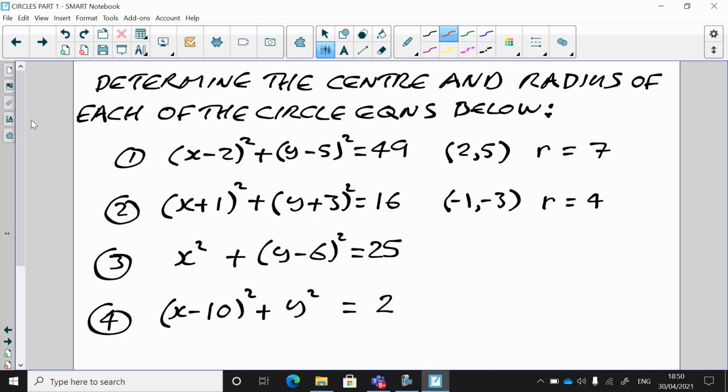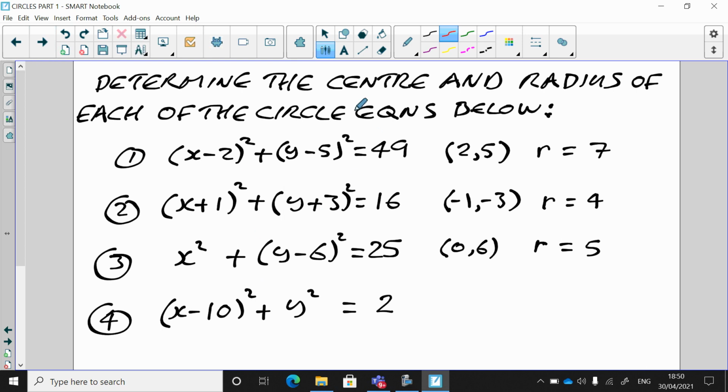Right. Oh, what about this third one here? It's just x squared. Oh, we don't have a number next to that. If you don't have a number next to it, you're actually taking away 0. Okay, so we are going to have 0, positive 6 for the centre. And the square root of 25 for the radius, I hope. There you go. 0, 6 and radius 5.